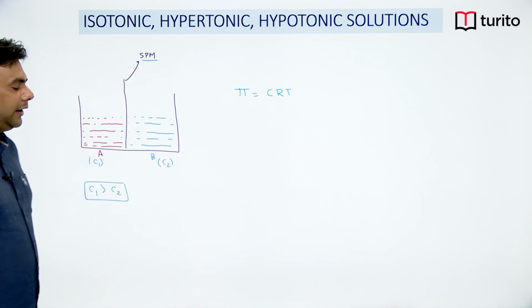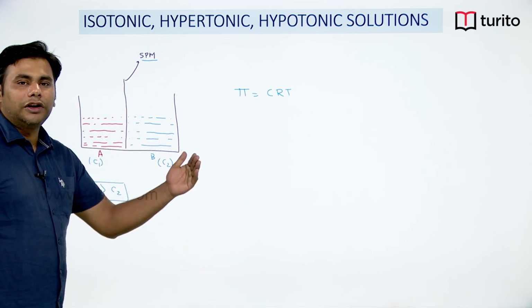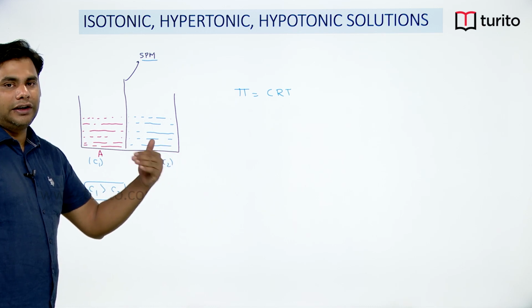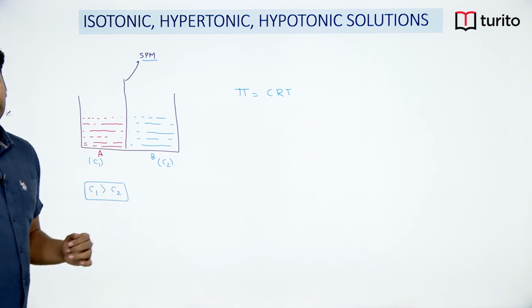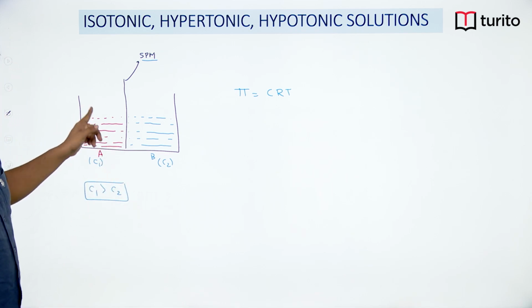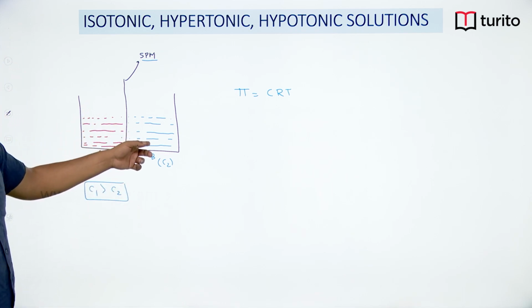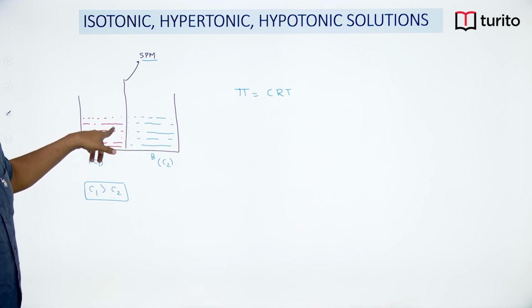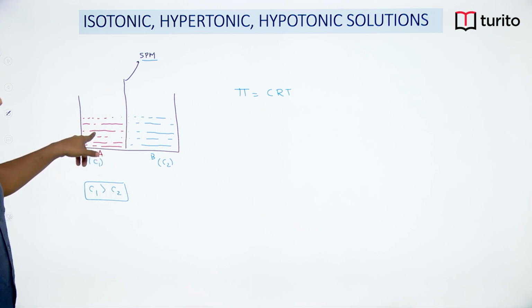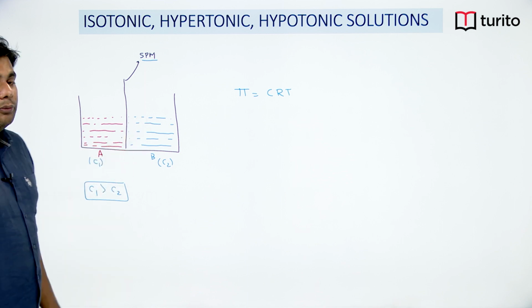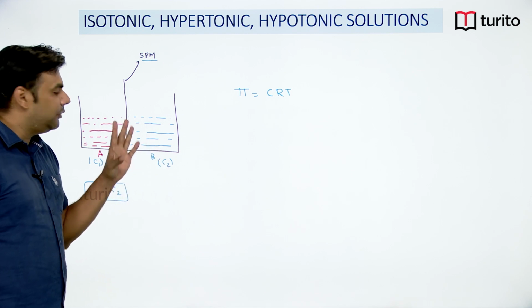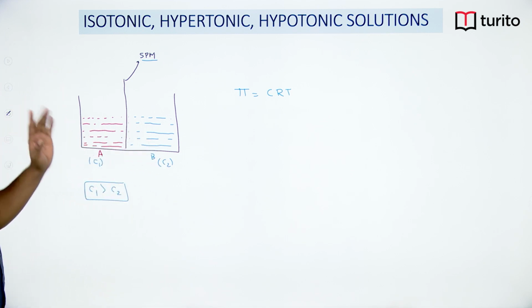We have already said that the solvent molecules will move from the region of high concentration of solvent to a region of low concentration of solvent. If the concentration of solution A is more than that of B, the amount of solute on the A side is more than on the B side. The amount of solute is less in B, so obviously the amount of solvent in the B side is more than in the A side.